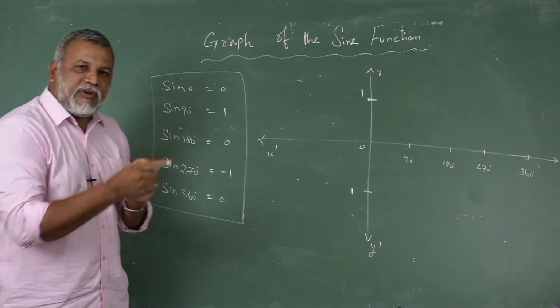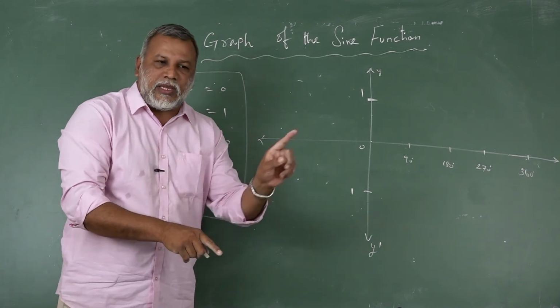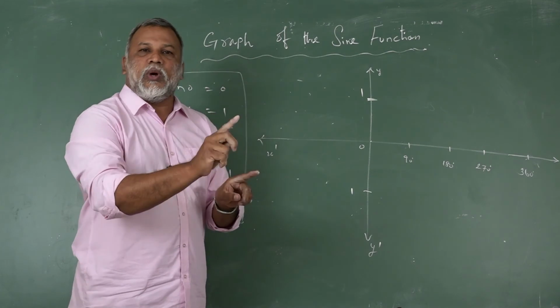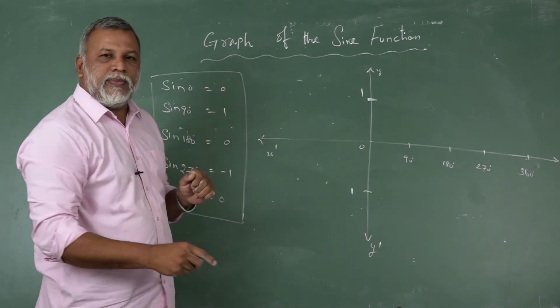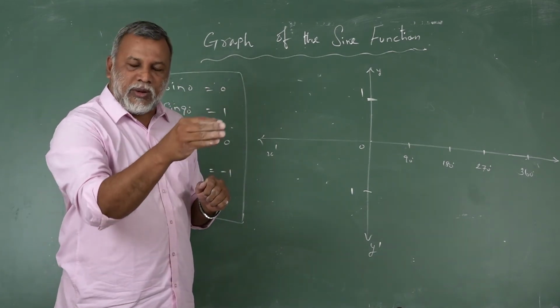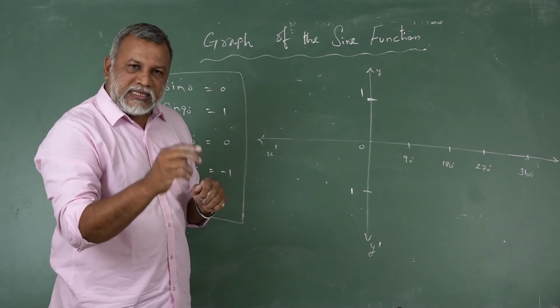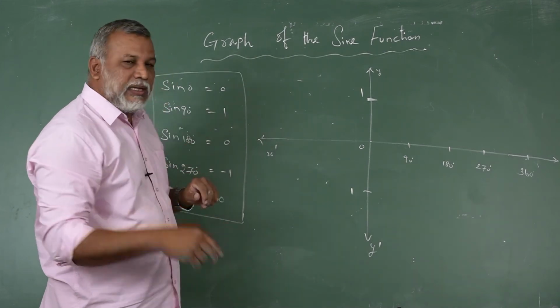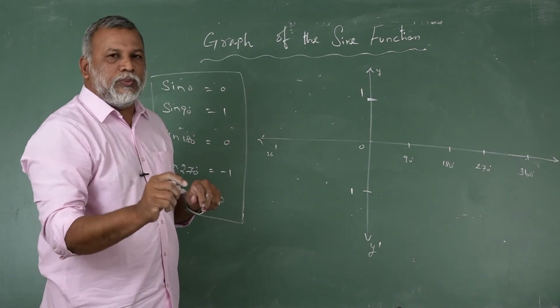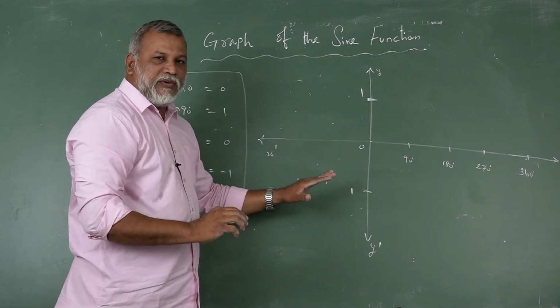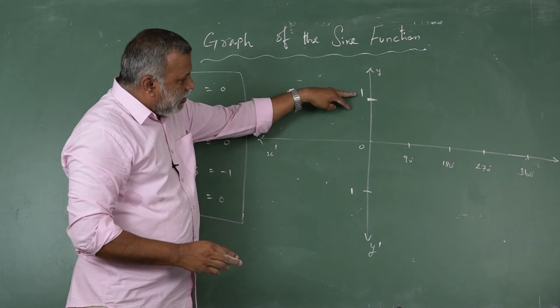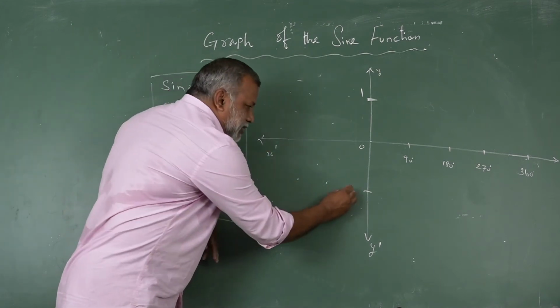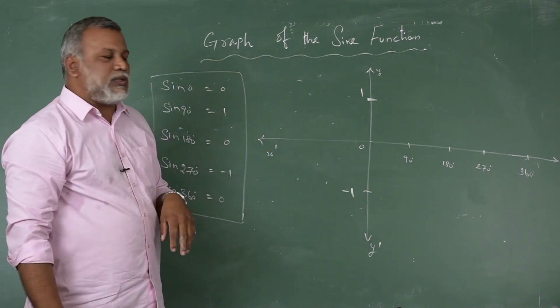For example, from your trigonometric table, what is the value of sine 30? Sine 30 is 1 by 2, less than this one. Then sine 45, 1 by root 2. Again, sine 90 becomes 1. Sine 60, root 3 by 2. Like this, all the values of sine lie between 1 and minus 1. This is minus 1. 1 and minus 1 only.